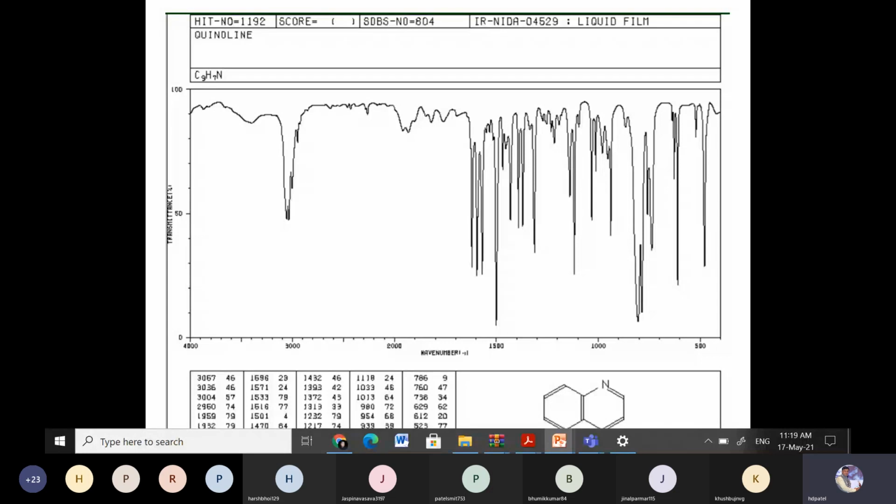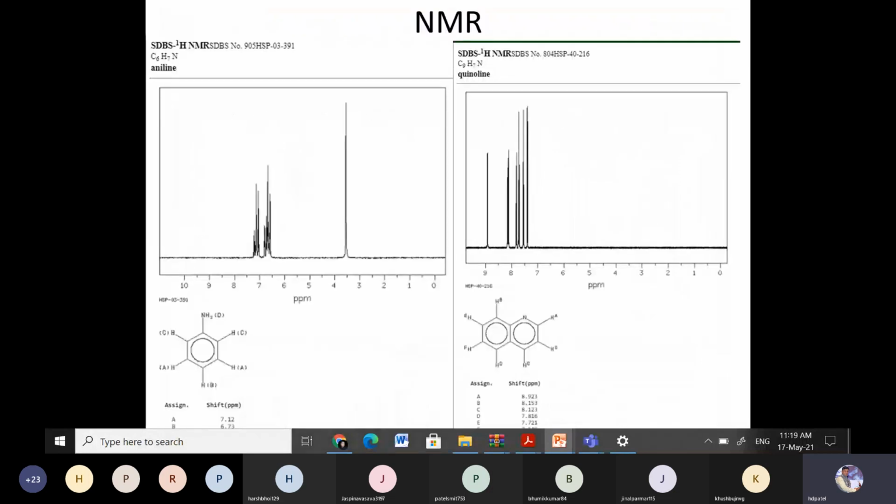Now in NMR spectroscopy, this is the NMR spectra of aniline and this is the NMR spectra of quinoline. As I said, this is NH2 and it has its own characteristic peak between 3 and 4. Then these two hydrogens are similar, as I said, so they have the same frequency. These two hydrogens are the same, and this one is different. So we are having a total of four signals for our compound, that is called aniline.